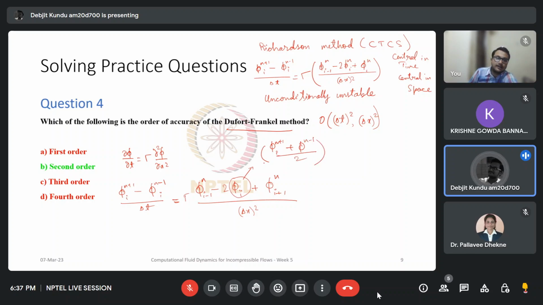And that resulted in this equation being conditionally stable, and the order of accuracy became second order in time as well as second order in space. So that's why the correct answer would be option B, second order.